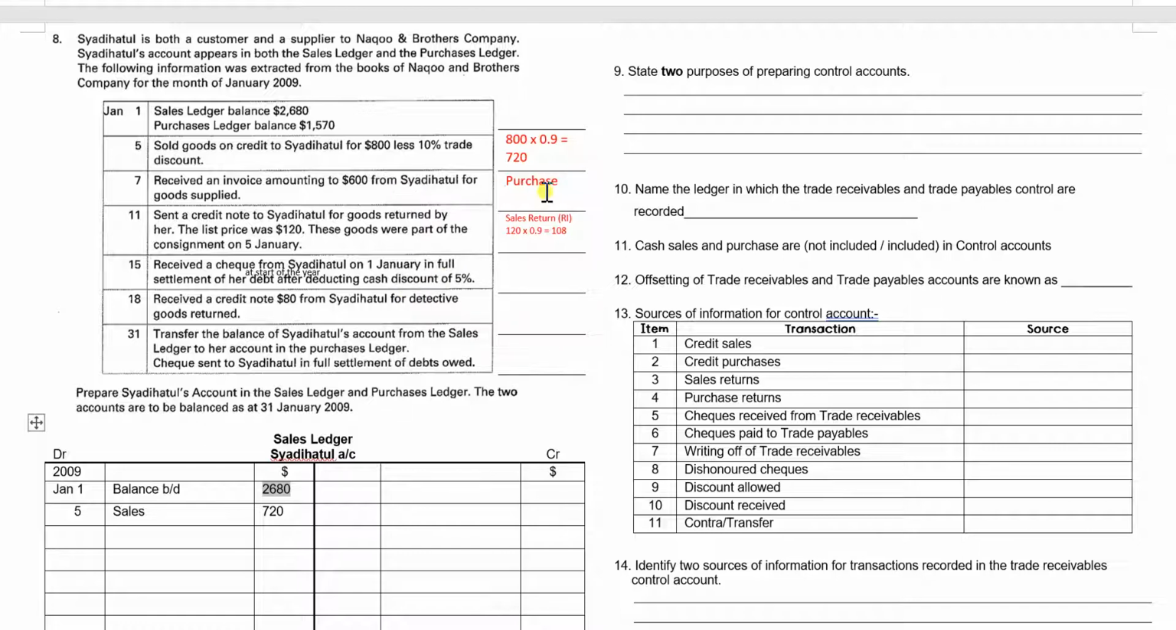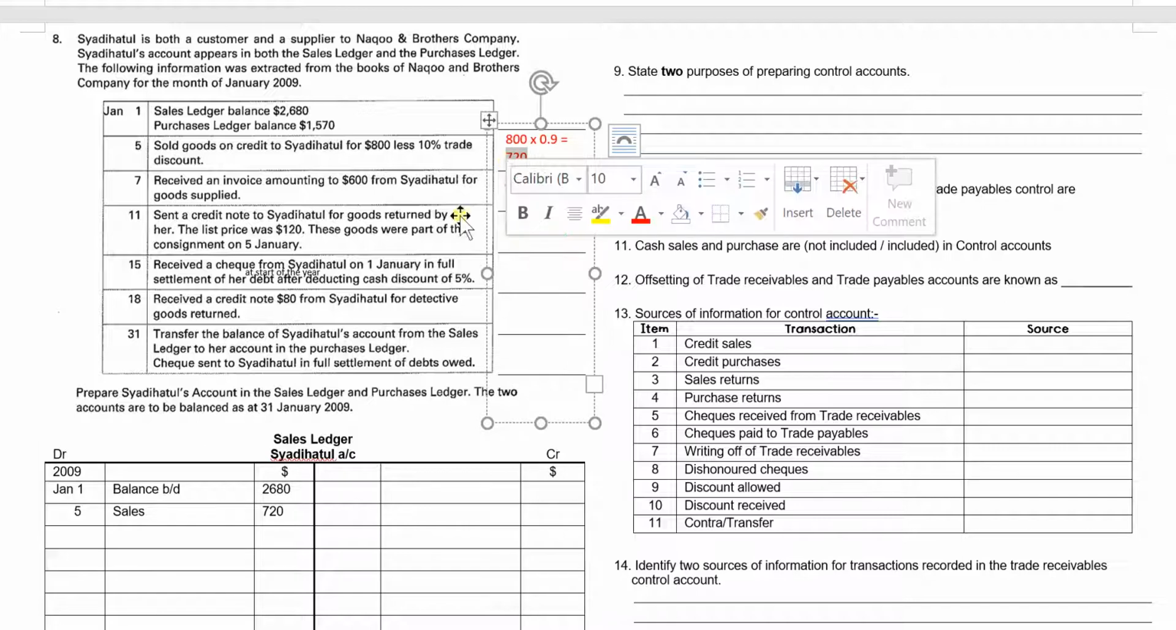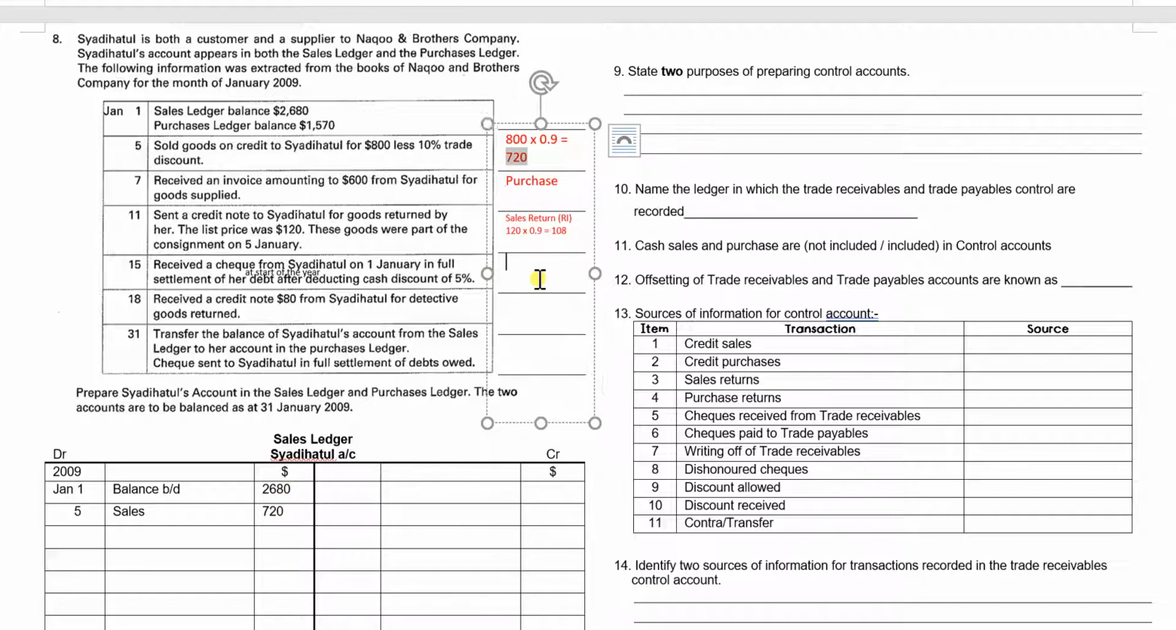Okay, so now this one you have to take note. As opposed to trade discount, you just minus off and get the amount. Okay, you put it in. But for this one, you have to write the discount allowed, because this one is sales and the discount is called discount allowed. So this one I'll just do it for you. So 2680 is the amount she owes. So you have to minus off 5%.